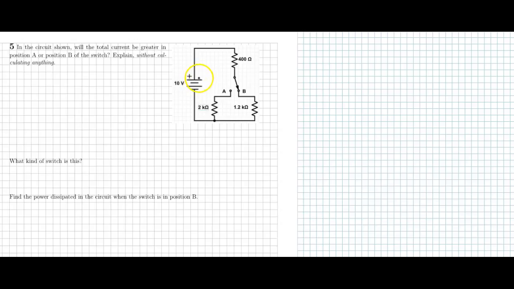So in position A, the current is going to flow through here, and then down through A, through this resistor and back. Position B, it'll do much the same, except go that way at the junction, and then come back. So in both we have this 400 ohm resistor, but in position A we have the 2K, and position B we have the 1.2K. Those are in series, so if we're in position A, the equivalent resistance is much higher.